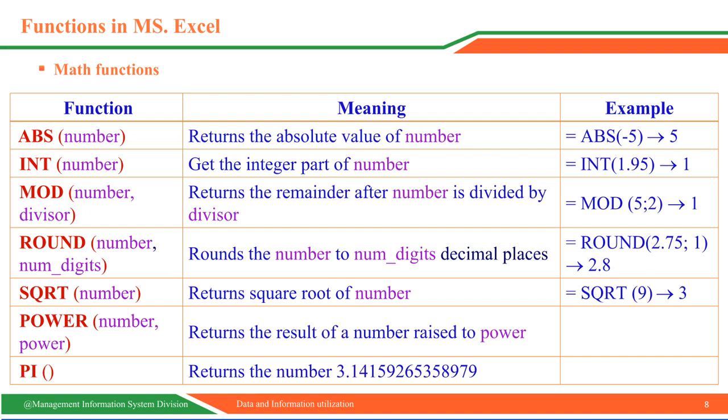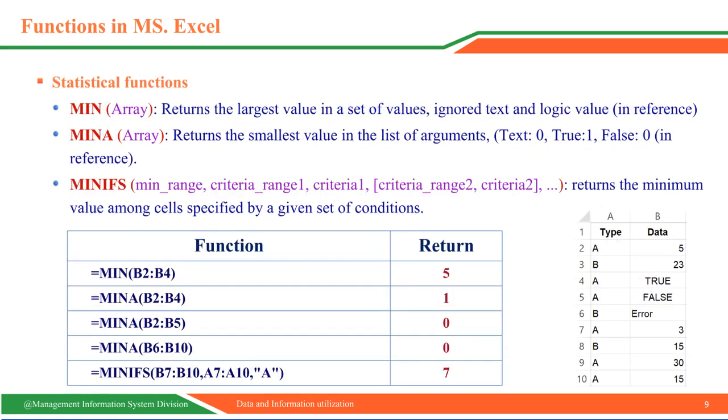3.14159. Statistical functions with meanings such as min returns the smallest numeric value, ignoring text and logical values in the referenced range. Example, min B2 to B4 returns 5. Mina returns the smallest value while evaluating logical and text values as follows. Text, counted as 0; true, counted as 1; false, counted as 0. Examples.